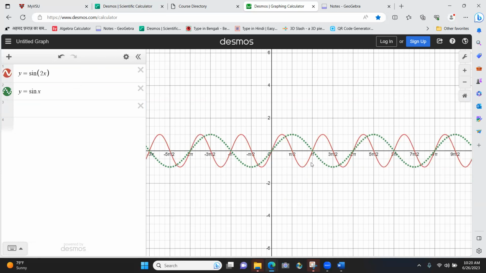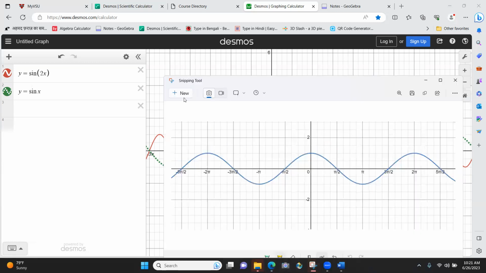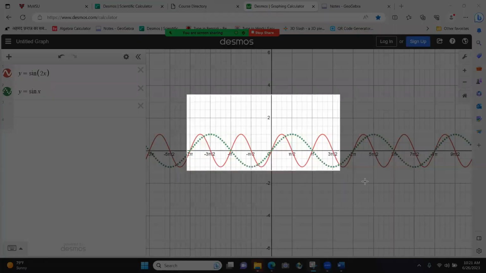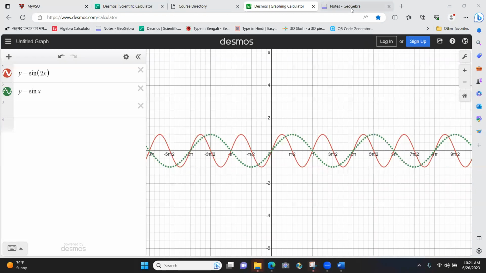What did it do? It is called a horizontal compression. What's a horizontal compression? Things are being pushed from the right towards the y-axis and from the left towards the y-axis. Look at the red curve. It's like squished in. Everything is moving towards the y-axis by a factor of 2. I have to explain it in a little more detail, so let me bring this here.